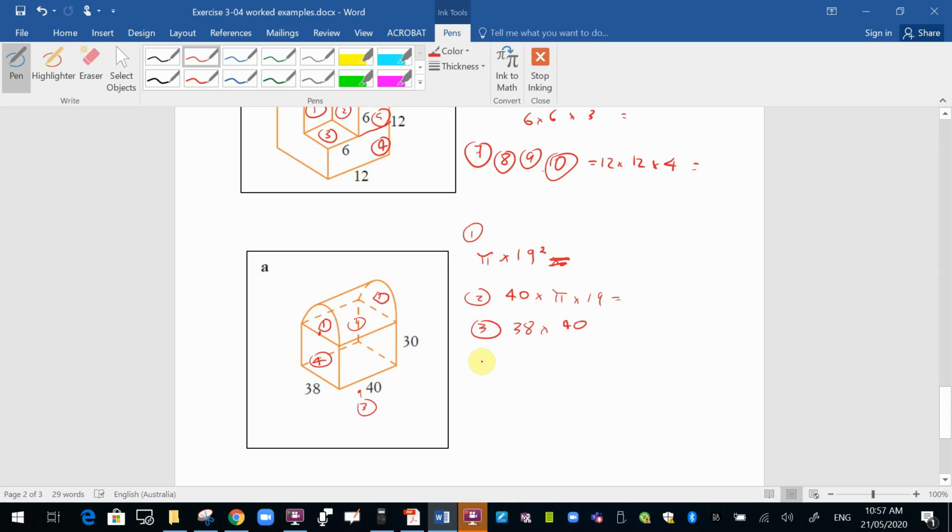4 and 5 are the same. So it's 2 times 38 and 30. And that's 4 and 5. Okay, and we've got the base. This leaves these two side ones here. The sides 6 and 7. They're both the same. So it's 2 times 40 and times 30. There we are. Done. And so you just add that all up, and we're finished.